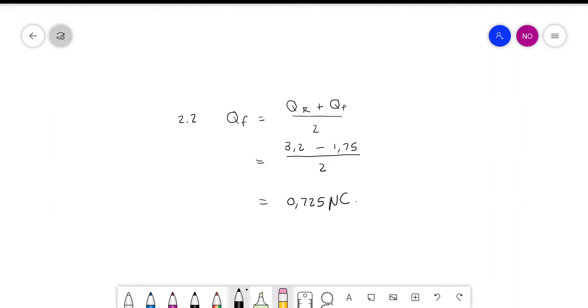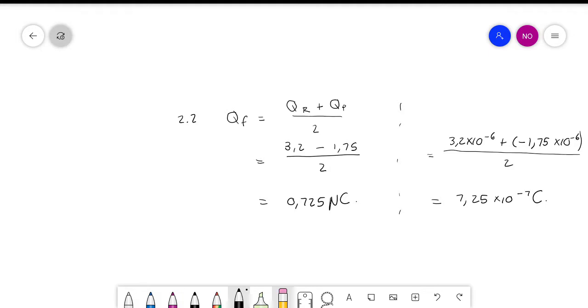That was the one way of doing it. The other way of doing it was to write it as times 10 to the power of negative 6. So then you write 3,2 times 10 to the power of negative 6 plus negative 1,75 times 10 to the power of negative 6. And that gives you 7,25 times 10 to the power of negative 7 coulomb.